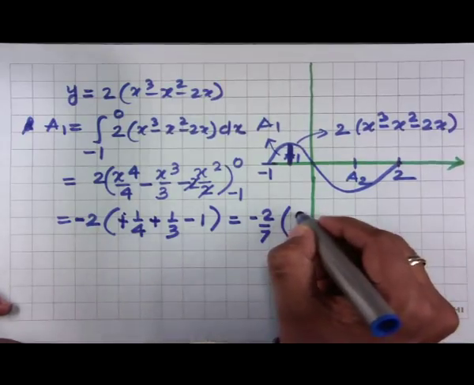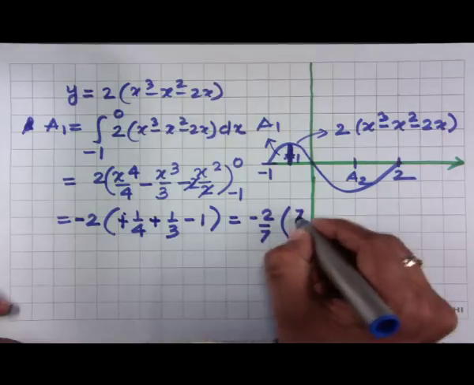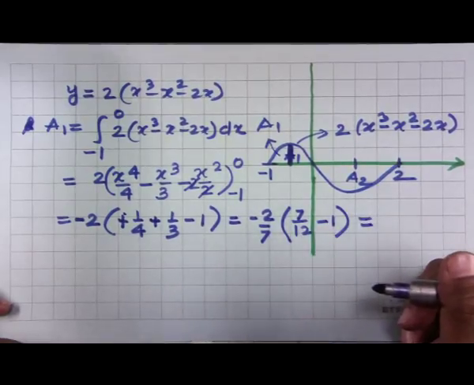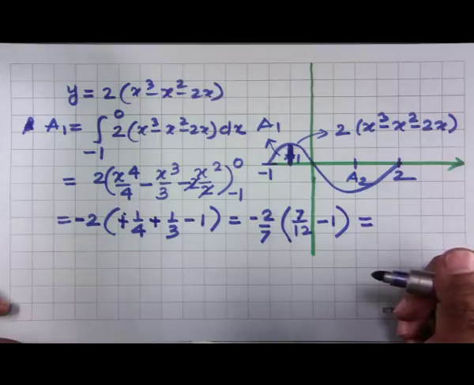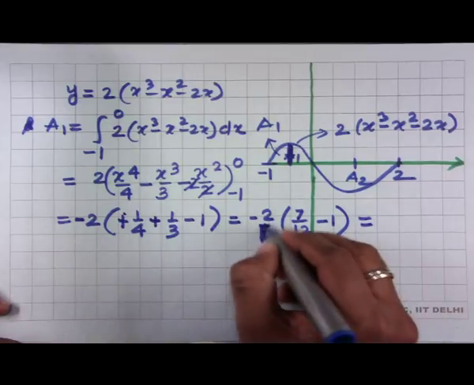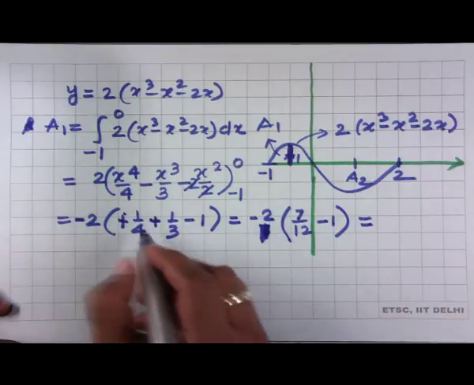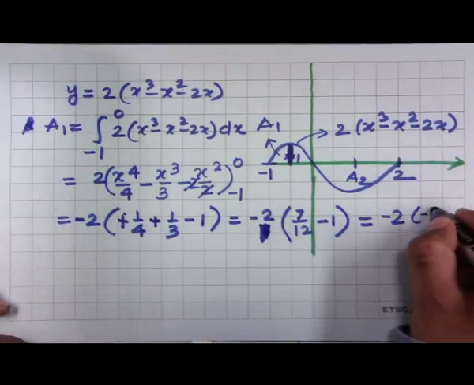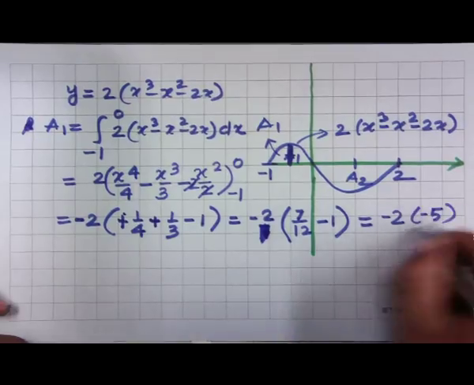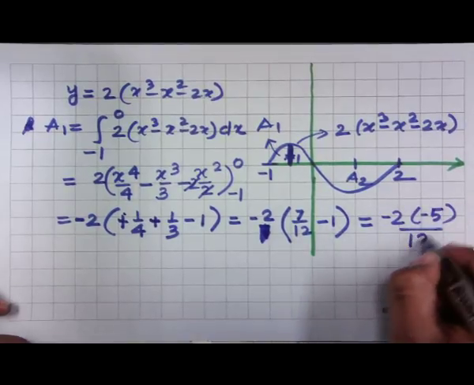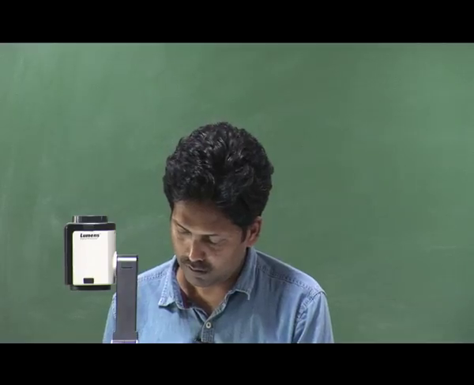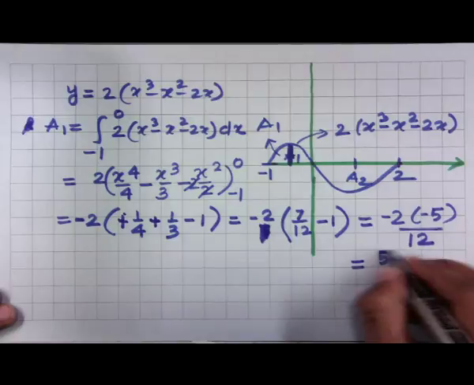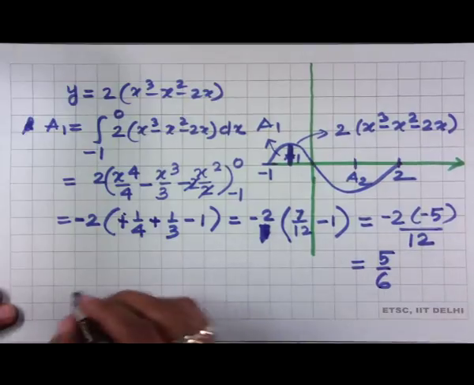So, this is minus 2 by 7, and this is 7 by 12 minus 1. Sorry, minus 2 times 7 by 12 minus 1. So, we get minus 2 minus 5 by 12. Okay, fine. So, we get 5 by 6, this is correct.